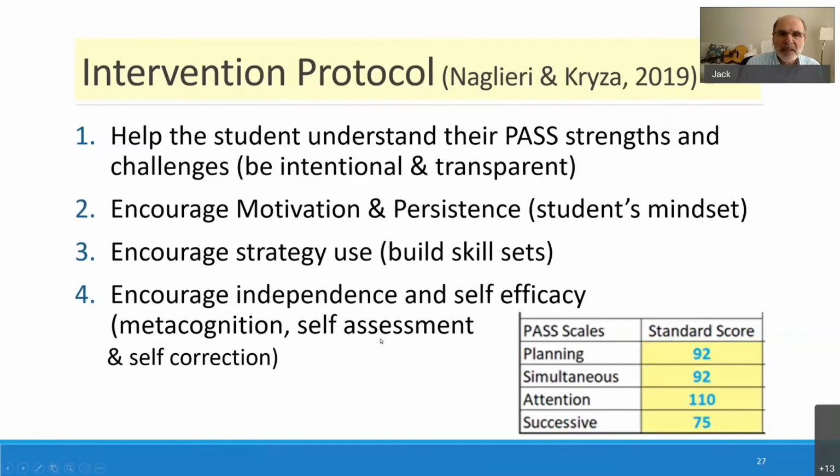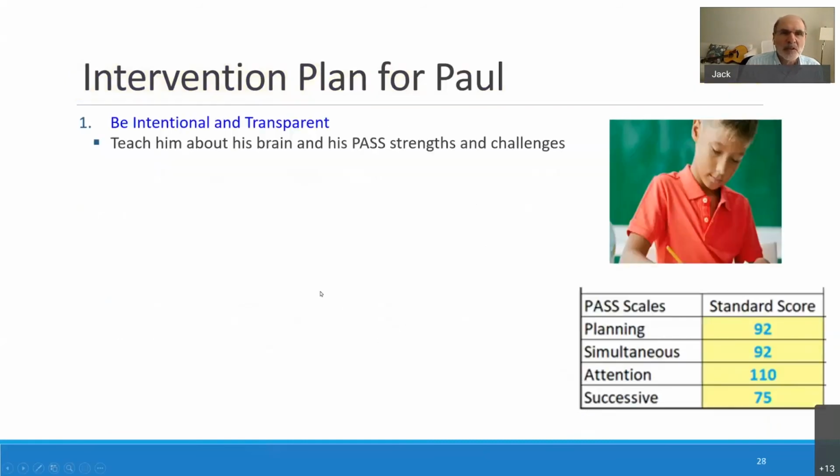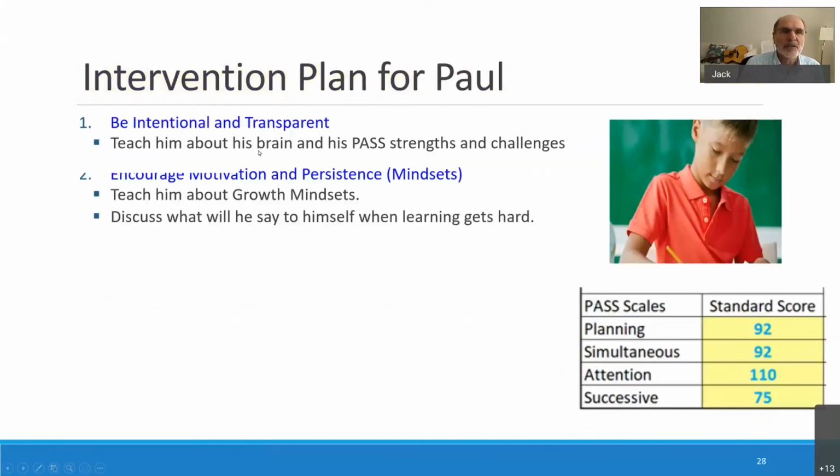So how does that work? So we talk to the child about his strengths and weaknesses. We teach things like growth mindset. If you think you can't do it, chances are you're not going to because you're really not going to try, right? I mean, the little engine that could. It's a good message. Nothing wrong with that.